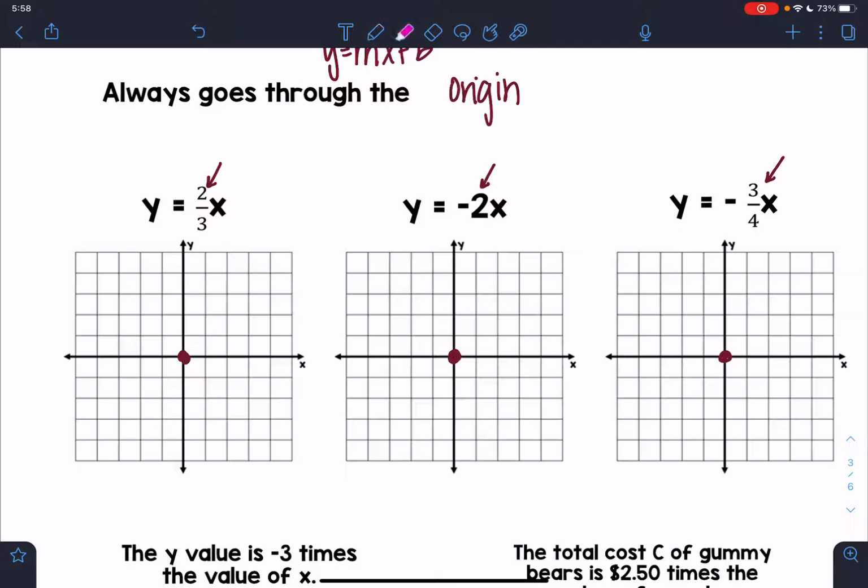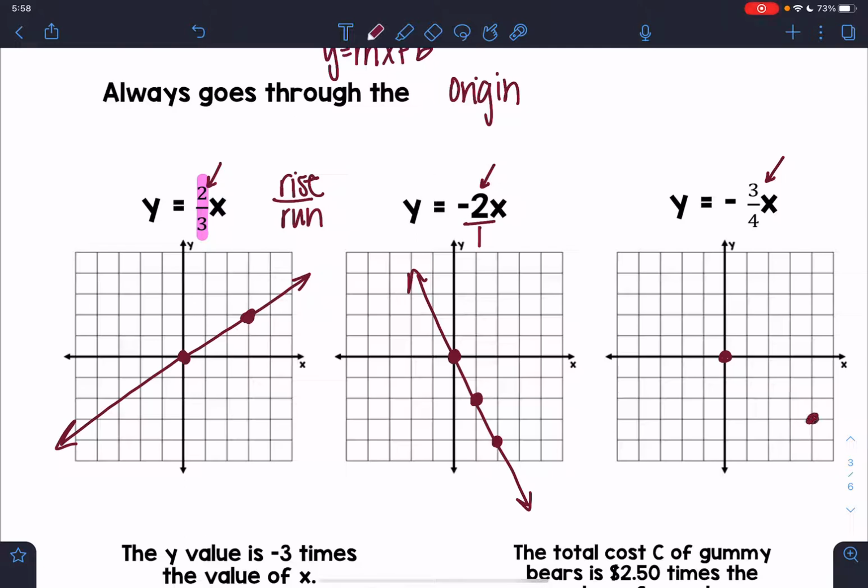So now I'm going to use this number 2/3. We're going to go up 2 over 3 right here. And so remember, slope is rise over run. And then I can connect those points. Okay, this one we have y equals -2x, so I'm going to turn this into a slope of -2 over 1. So we're going down 2 over 1, down 2 over 1, and I can connect. Okay, and then the last one here, I have y equals -3/4 x, so I'm going to go down 3 over 4, so right here.